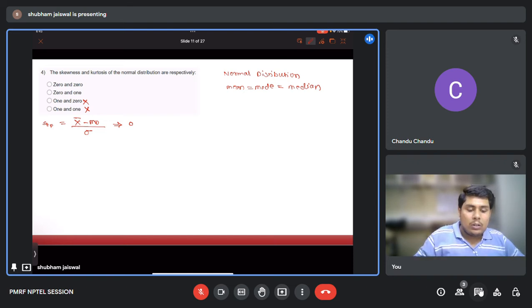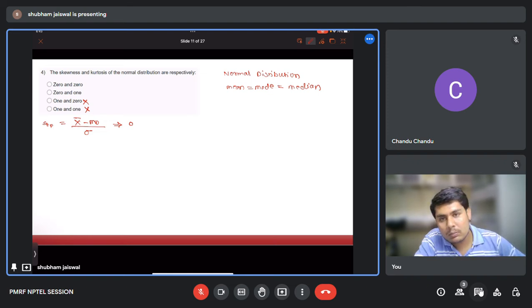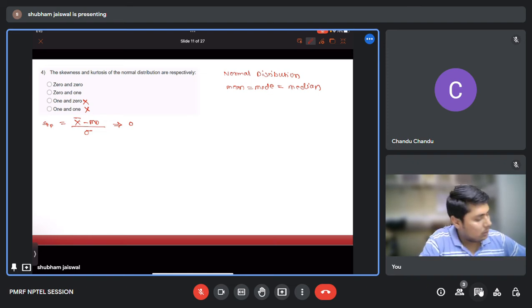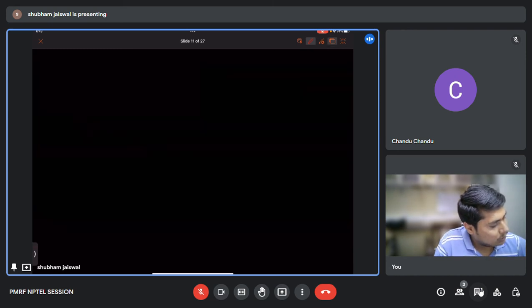So we have not discussed kurtosis in that much detail. So we will be discussing it in the upcoming videos. So in simple words, for the time being, kurtosis is a measure of tailedness of a distribution, or in simple words, the peakedness of the distribution, how sharp the peak is, like that we can say.